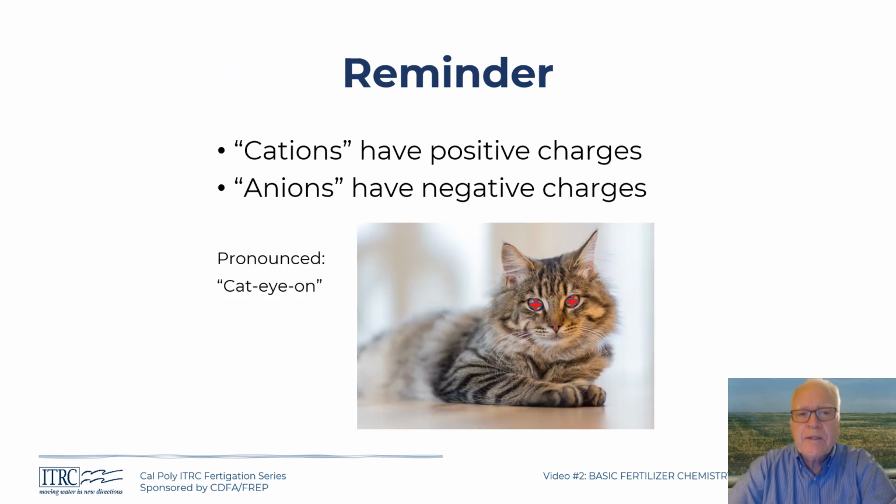Now the reminder here is that cations have positive charges, anions have negative charges. One of the co-authors of the first edition of the Fertigation book was Tom Rohr, and I always got a kick out of him. He'd show a picture of a cat with these plus signs on it and then say, well, that's a cat-ion. Anyway, I'm not so sure how we're going to get that across in Spanish, but here it is in English.